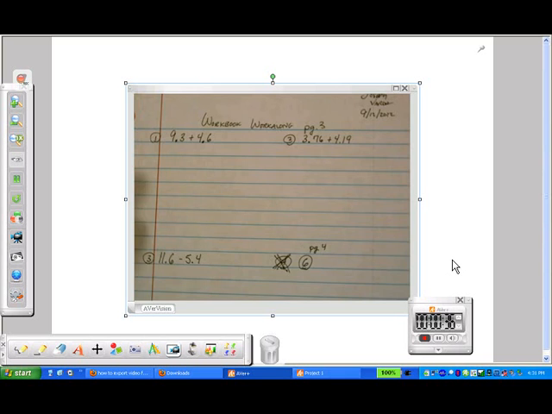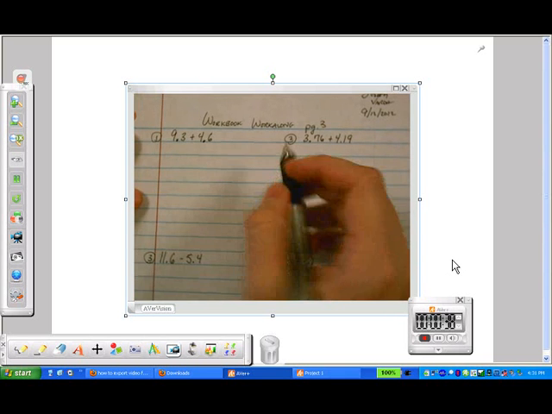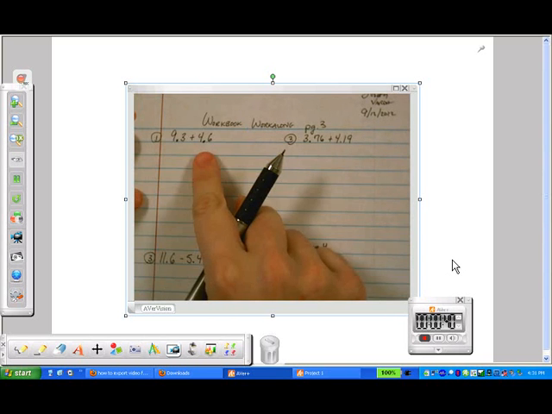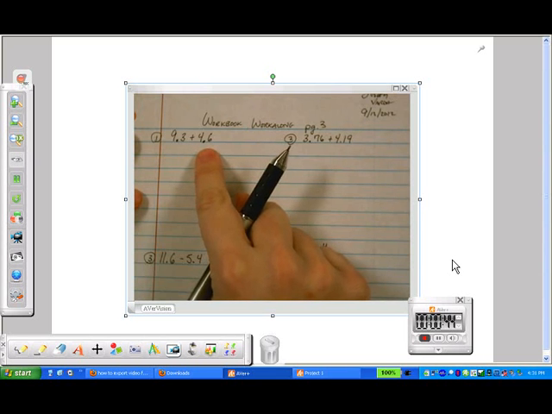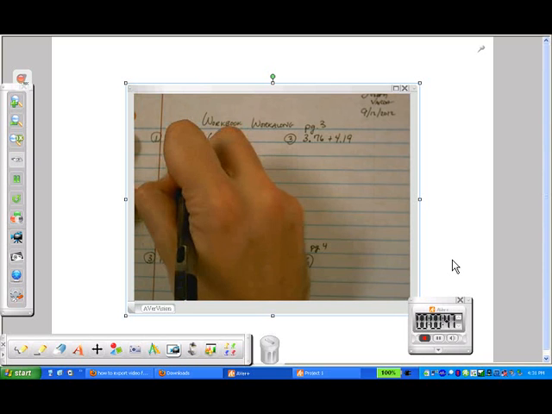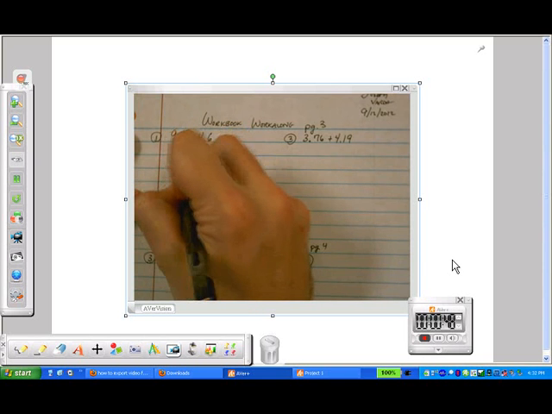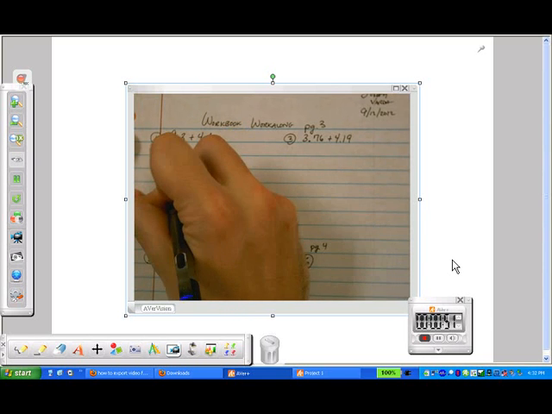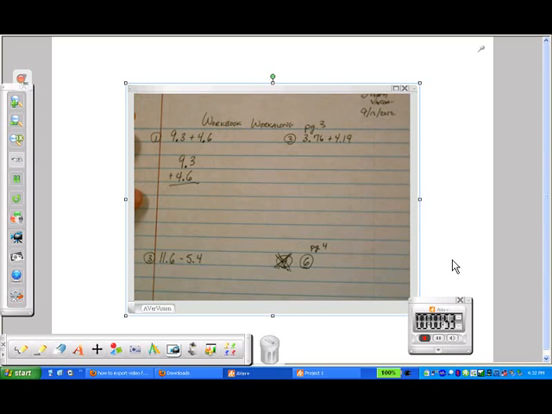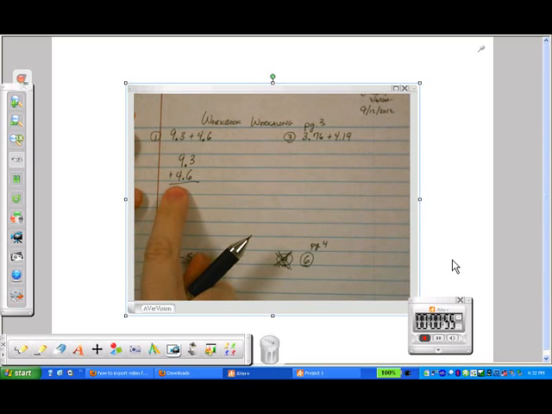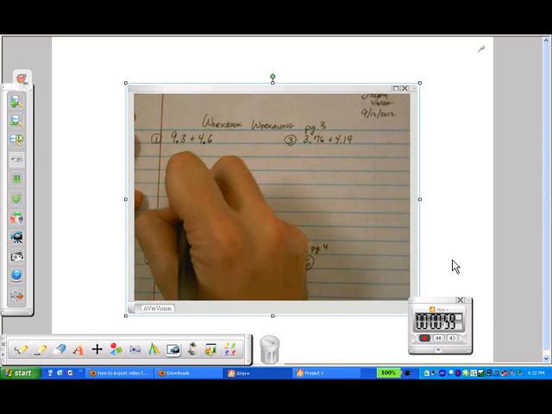Okay, so first problem is an addition problem. I have 9 3/10 plus 4 6/10. First thing I need to do here is I need to write the problem vertically and line up the place values. So my decimal points line up, my ones place line up, and my tenths place line up. From there, it's as simple as adding.